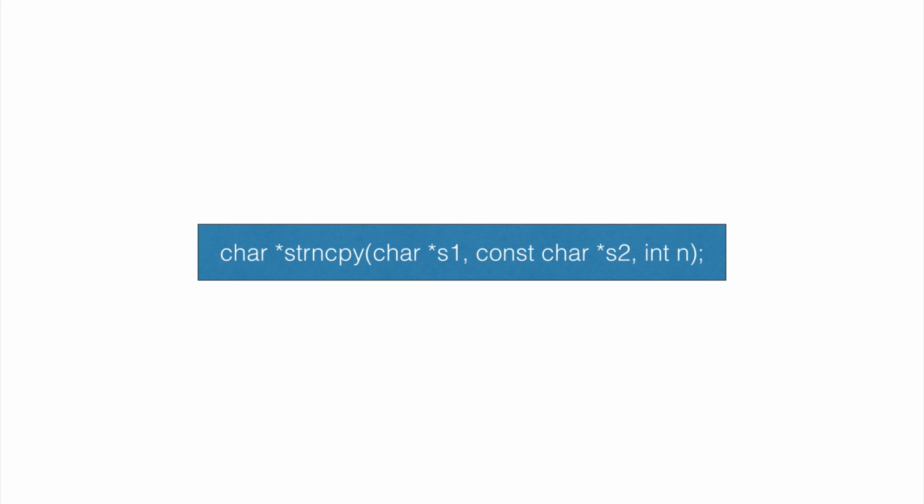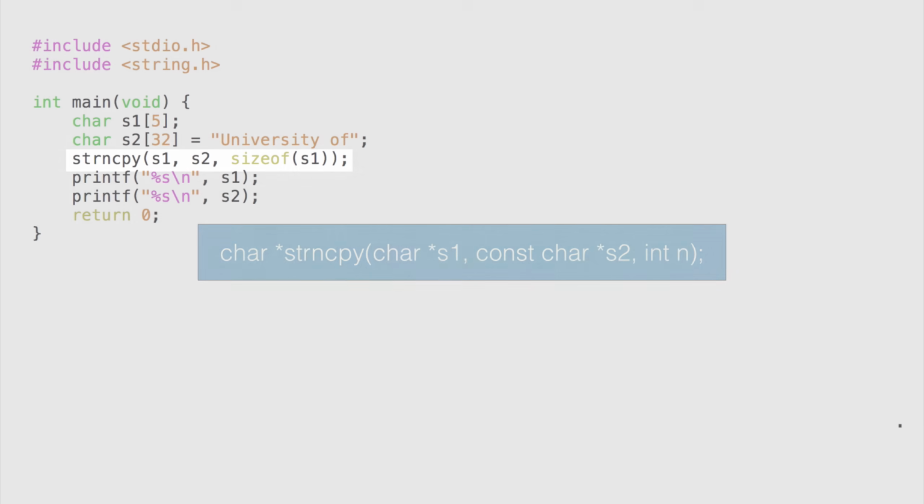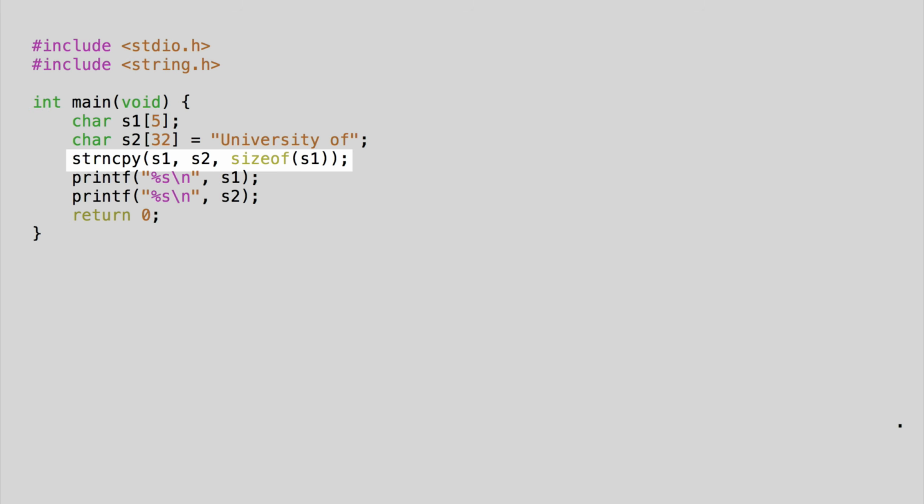The new n parameter indicates the maximum number of characters that S1 can hold, and therefore the maximum number of characters, including any null character, that can be copied from S2 into S1. Here is an attempt to use strncpy. This line uses strncpy to copy at most 5 characters into S1. Remember that sizeof char is 1, so sizeof S1 gives the number of elements allocated to S1.